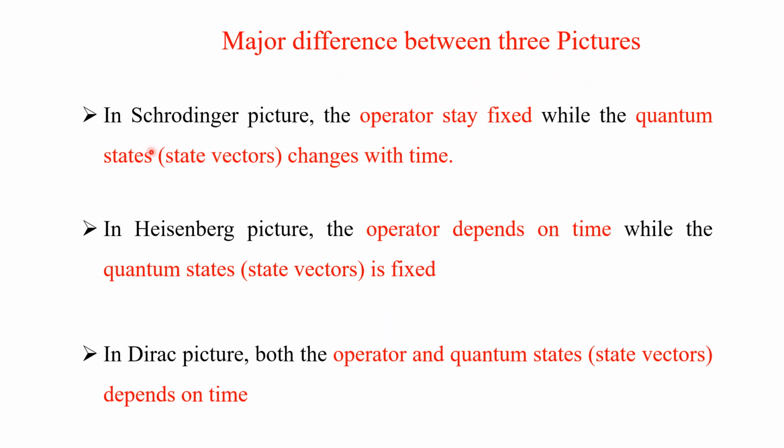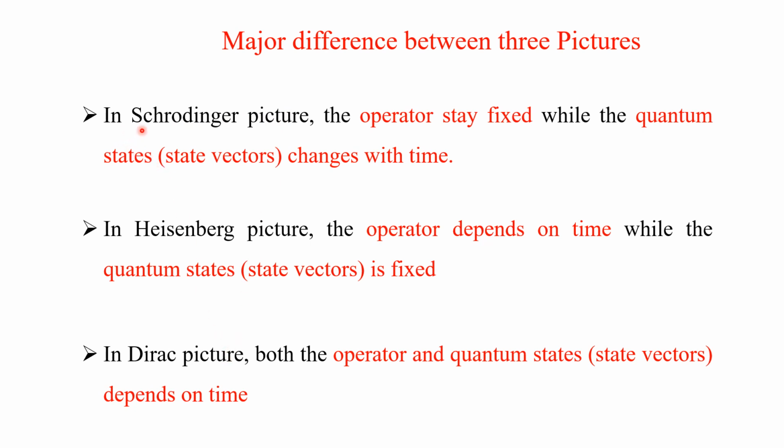Last class we have seen about the Schrödinger picture and Heisenberg picture. In this class, as I said, we are going to see the Dirac picture. Before going into the detail, we will see the major difference between these pictures.